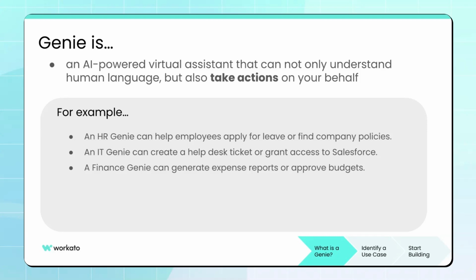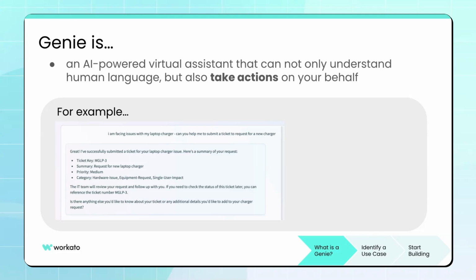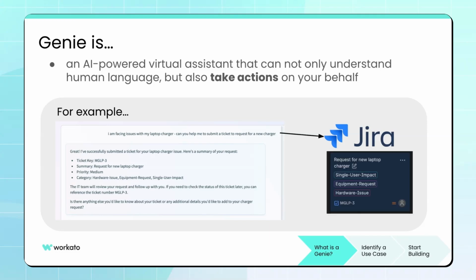For example, a Genie is able to understand a request like, "Help me to submit a request for a new charger," and decide that it should take action by creating a ticket on Jira. It then creates the Jira ticket on behalf of you and updates you directly in the chat.